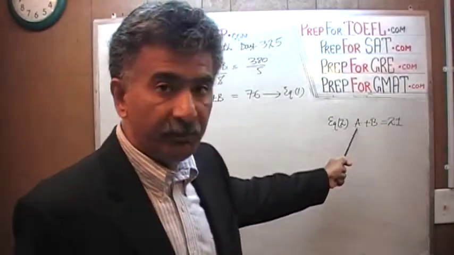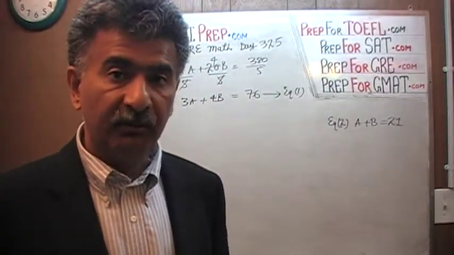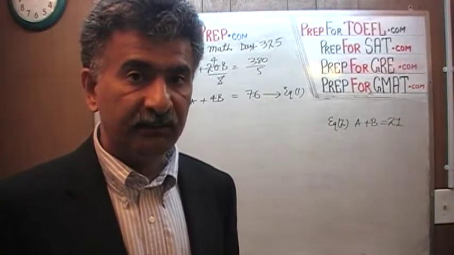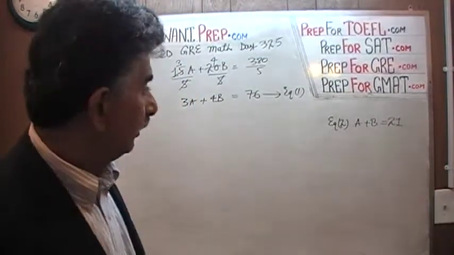A represents the number of apples we are buying, B represents the number of bananas we are buying. Therefore, the total number of apples that we buy and total number of bananas that we buy have to add up to 21 because we are told we are buying 21 pieces of fruit.